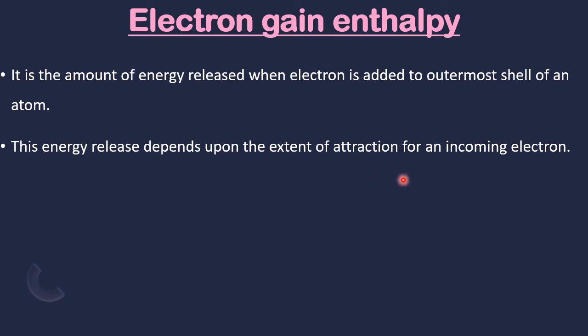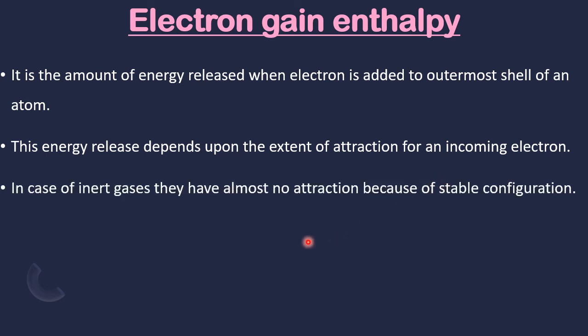In the case of inert gases, they have almost no attraction. Why? Inert gases are the noble gases. They have completely filled shells. Neither do they want to give an electron nor take one. Therefore, electron gain enthalpy is very difficult in inert gases. Not only electron gain enthalpy, even IE is also very difficult because they are chemically least reactive. They are completely filled. Therefore, it is positive for inert gases.